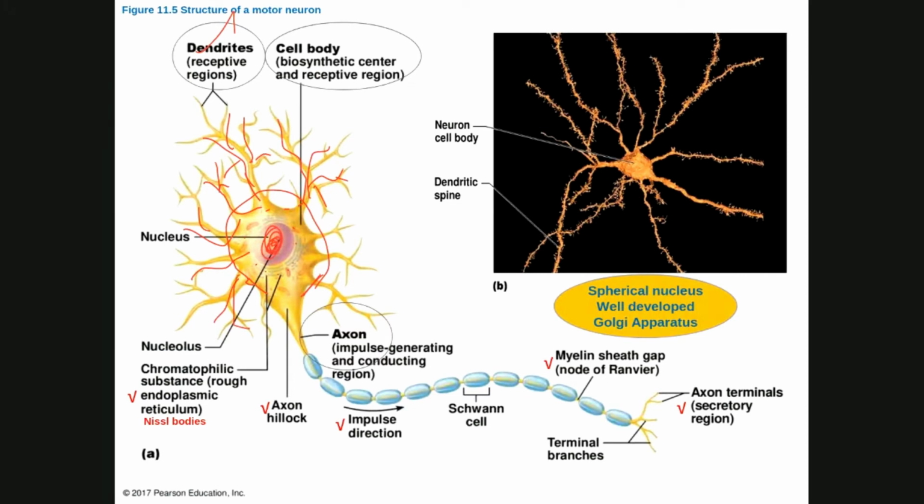And one extension is called the axon. This extension is called the axon. The axon is a continuation of this nerve cell. For example, you see these axons are covered by a blue colored sheath. This is called the myelin sheath.